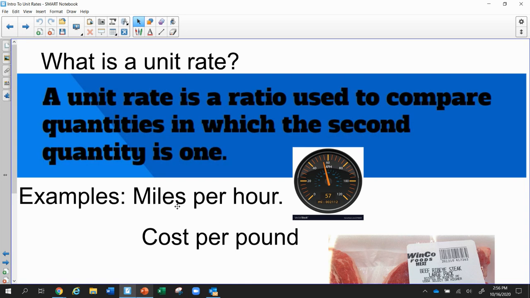But things like that we see every day are miles per hour. For example, this is a picture of somebody going 57 miles per hour. That means in 1 hour, so the quantity is 1, they will go how many miles? 57.